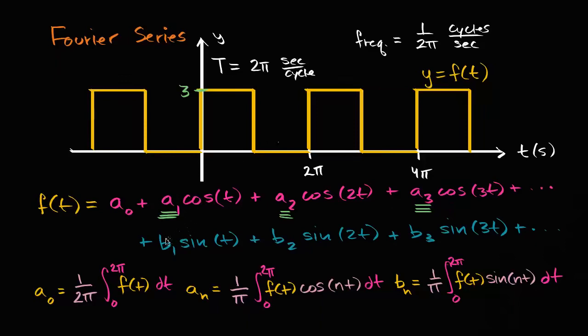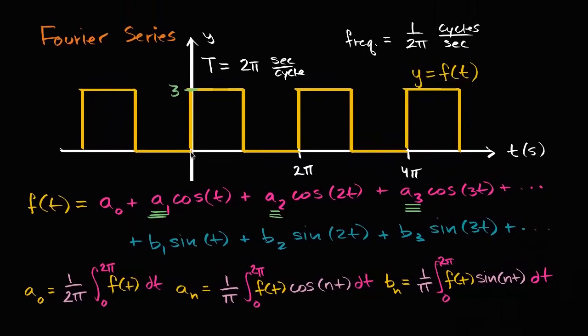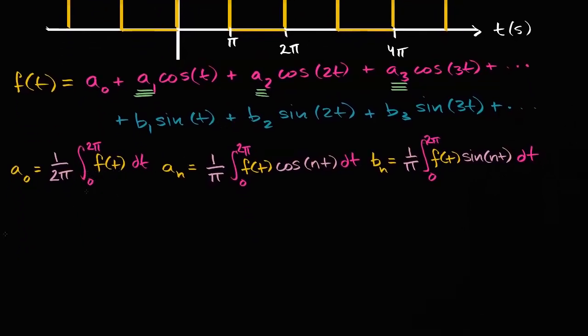But now let's actually evaluate a sub 0, a sub n, and b sub n for this particular square wave. So the key to realize is that, because we're going to keep taking the definite integral from 0 to 2 pi, from 0 to pi our function is equal to 3, and from pi to 2 pi our function is equal to 0. So all of these definite integrals, for example this one, I'll do it once, and then we'll see that trend.